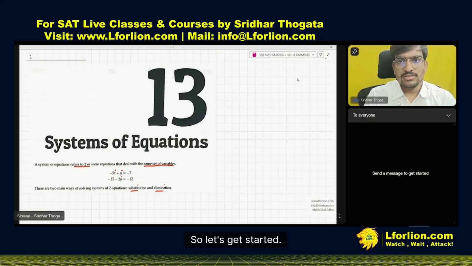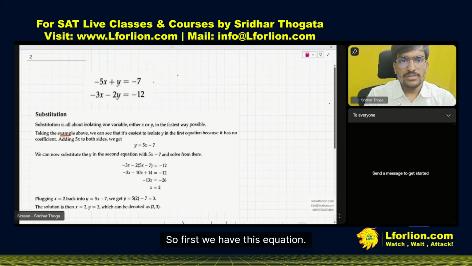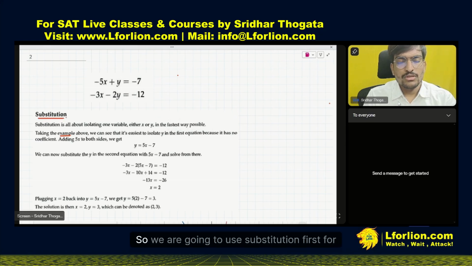So let's get started. First we have this system. We are going to solve these equations and get the solution. How are we going to get that? The methods I just mentioned: substitution. So we are going to use substitution first for these two equations, and I'm going to solve this by elimination as well.